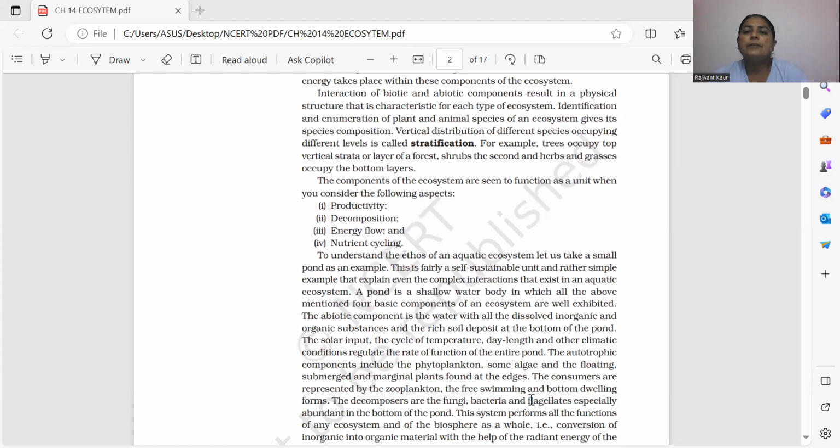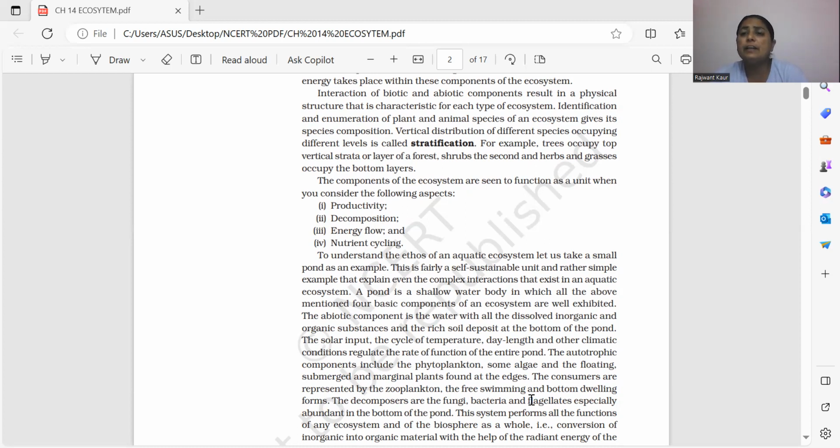So as you know, first of all solar energy in the form of sunlight or solar radiation is the input into the ecosystem in the form of energy input. Then the cycle of temperature is there. During different time periods, the temperature of the pond water sometimes goes on decreasing or increasing. Then we have the day length that also decides. Then we have other climatic conditions. All of these come under the physical factors that are regulating the pond ecosystem.